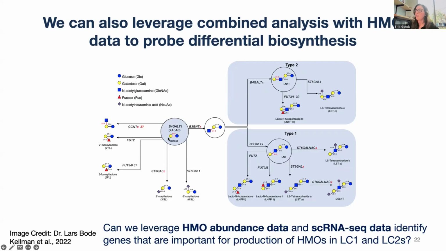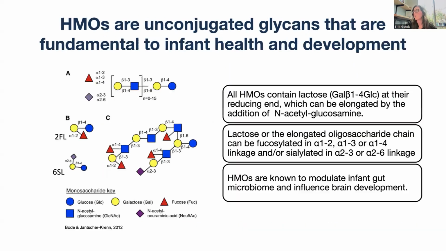So the question we wanted to ask is, we have all this beautiful single cell data. Can we leverage paired HMO abundance data with our single cell RNA sequencing data to figure out genes, gene programs or pathways that are important for the production of HMOs, and discern whether they're different in our two epithelial subtypes, our LC1s or our LC2s? HMOs are glycans that are really fundamental to infant health, and you can see a few examples of the monosaccharides that these oligosaccharides are built from here.